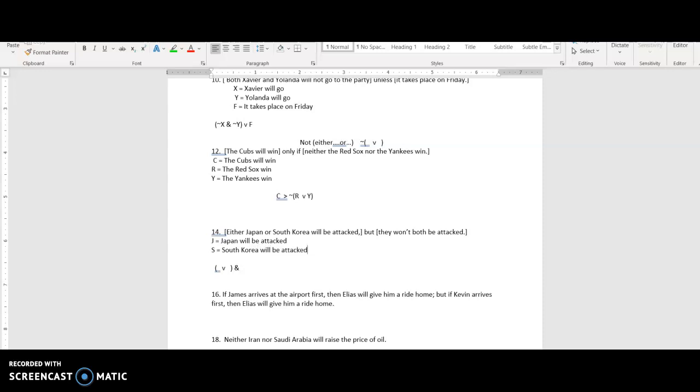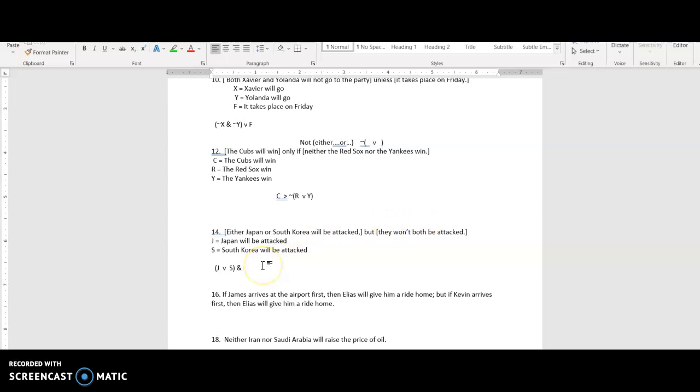Again, it's no big deal if you use different letters as long as you use them consistently. All right. So either one or the other. So either J or S. And you should try to stick to the order of the sentence as much as possible. So since Japan comes first, we put it first here. South Korea comes second, put it second here. All right. What comes after the but is the right conjunct. Sorry, they won't both be attacked. So this is not both, right? That's what I was just talking about.